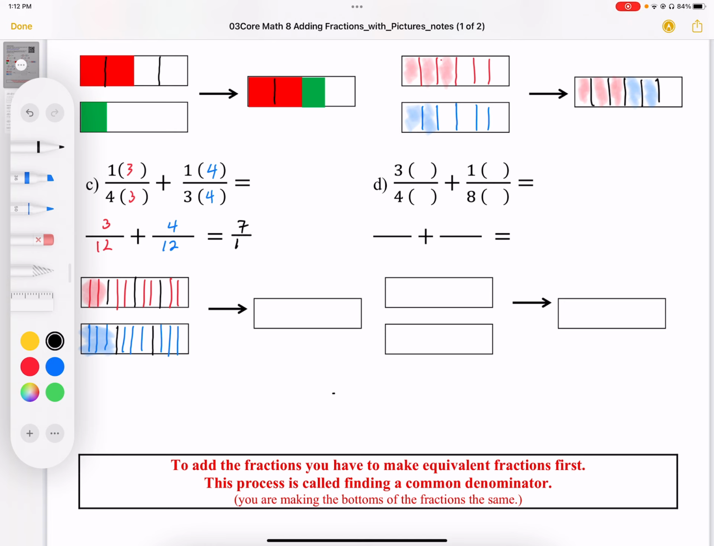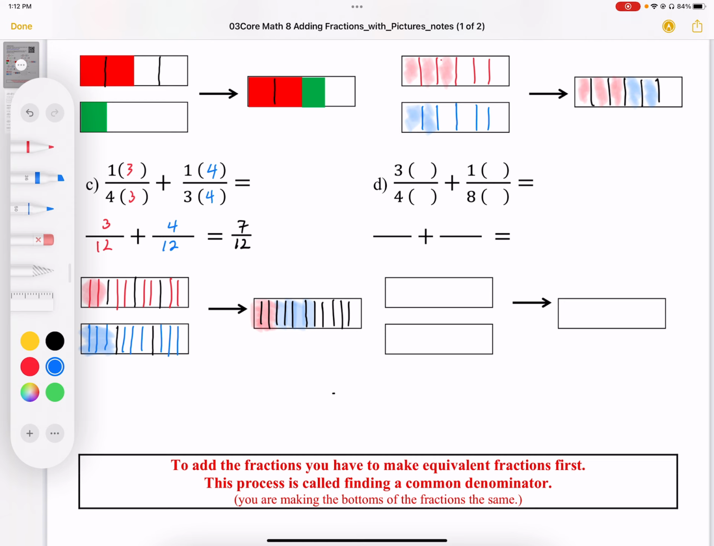And I'm going to do 7/12. So then my answer here is going to be in 1/12 pieces. And 3 of those pieces is going to be from the 1/4 fraction. And 4 of those, 1, 2, 3, 4 of those is going to be from the 1/3 fraction. Okay, so that we end up with our 7/12 here.